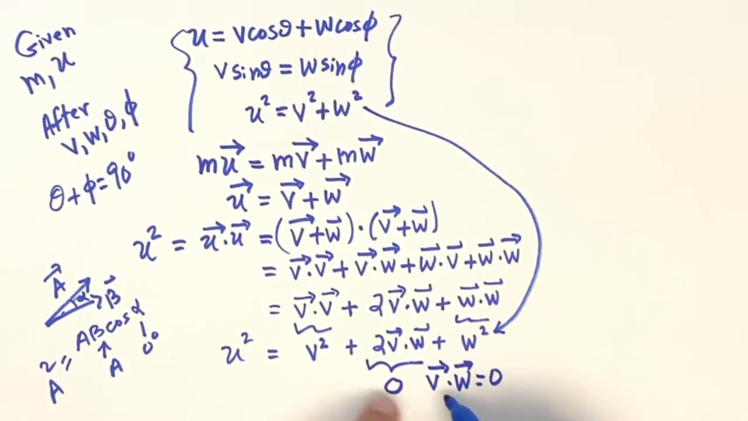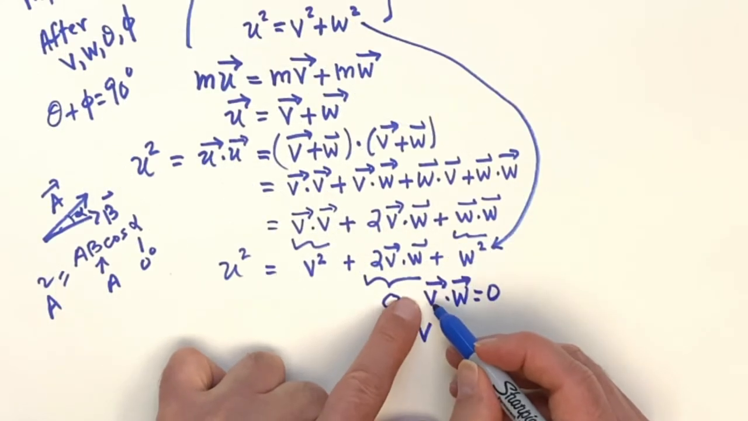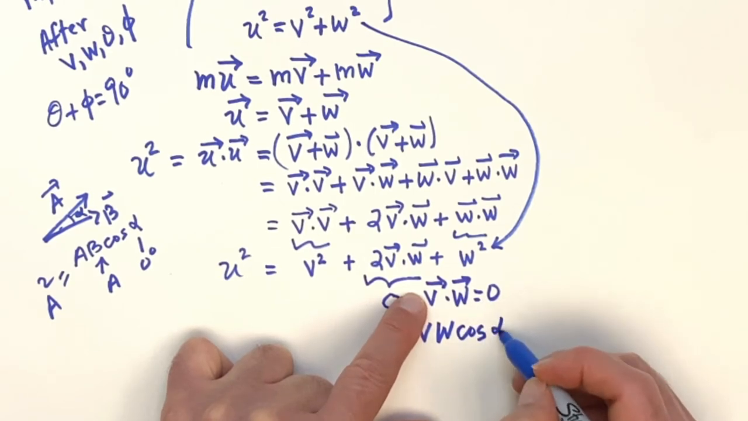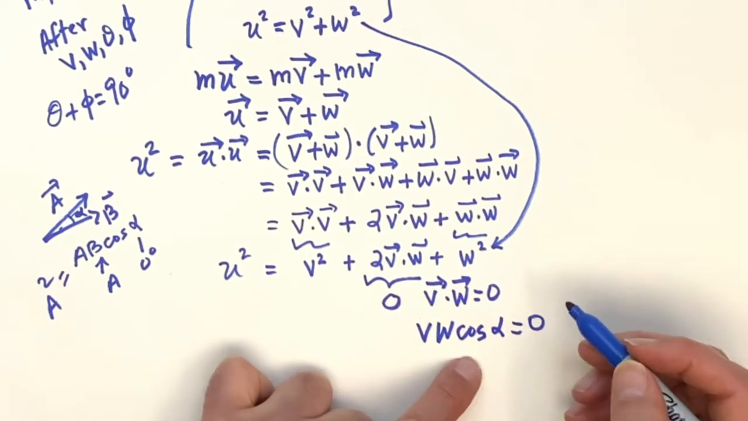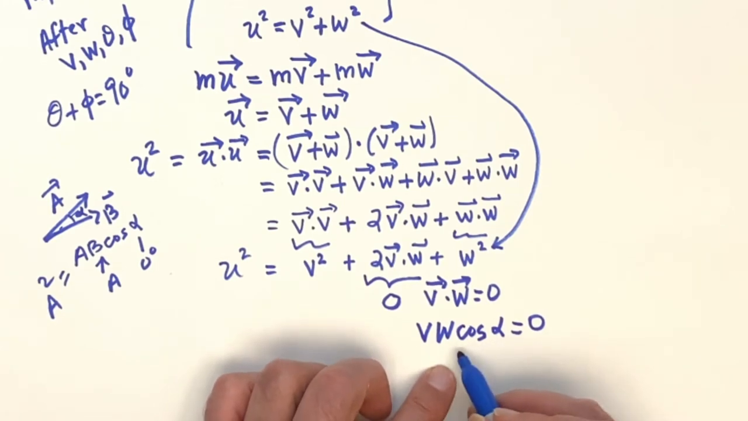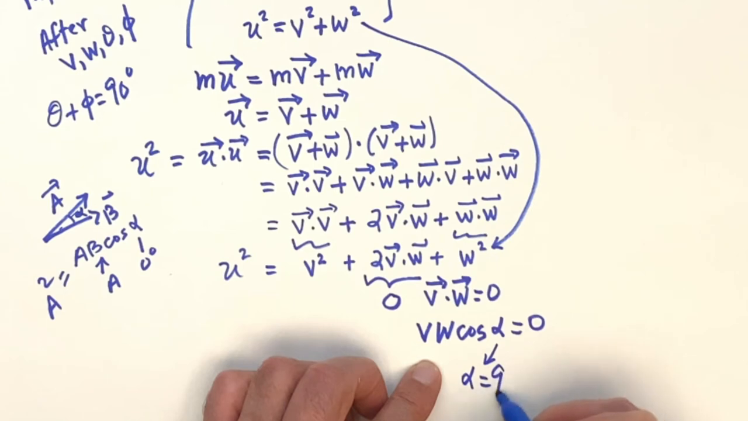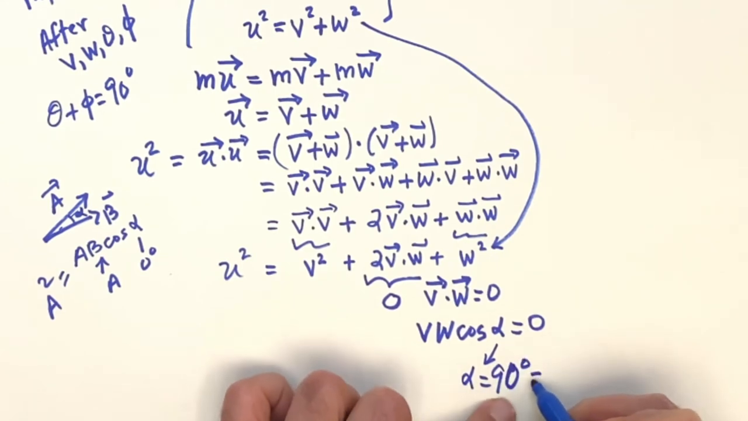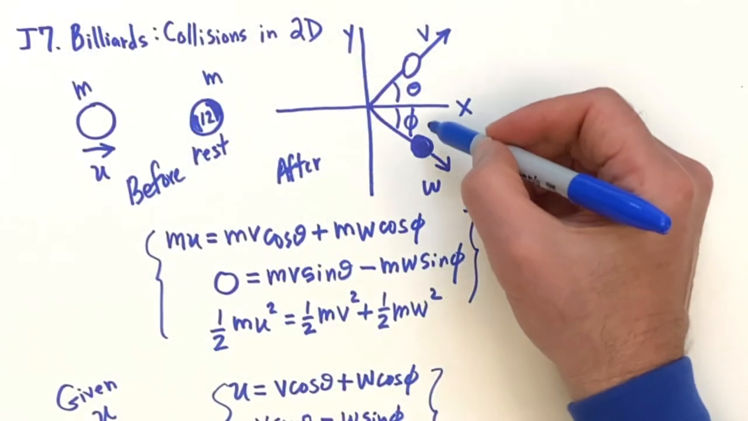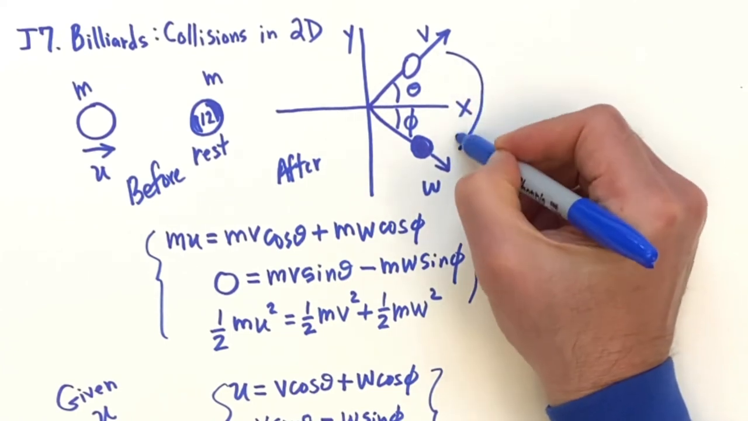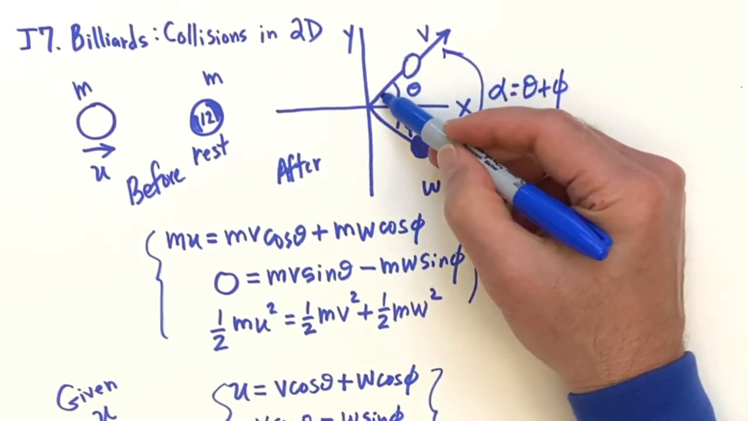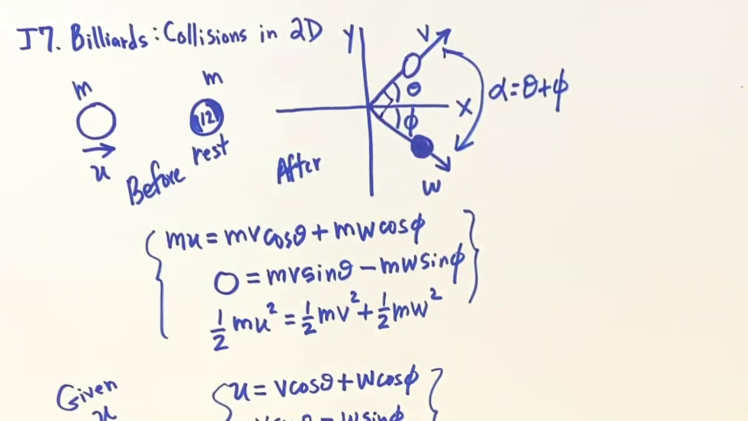And if the dot product is zero, remember the dot product says take the v magnitude, the other magnitude, and the cosine of the angle alpha, say, between them. If that's equal to zero, then they're perpendicular. To get the zero, you have the 90 degree angle. And alpha here is also the angle between v and w, which is the sum of the two angles, which means that indeed this is a right angle.